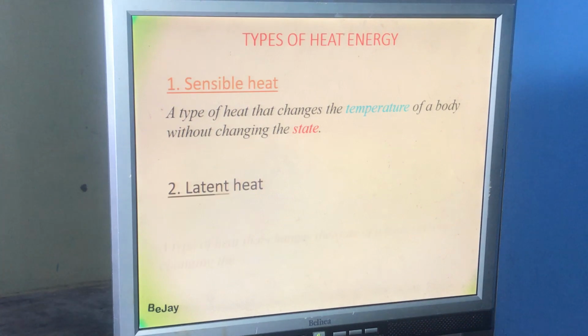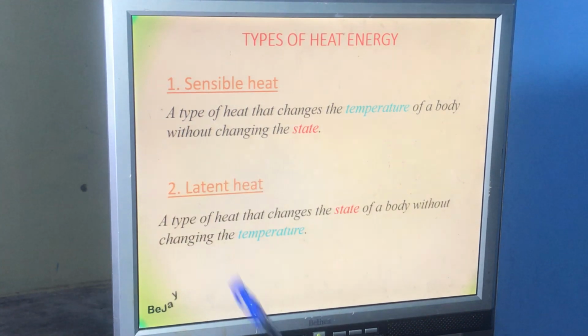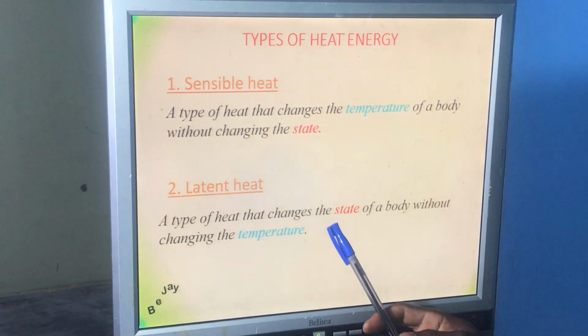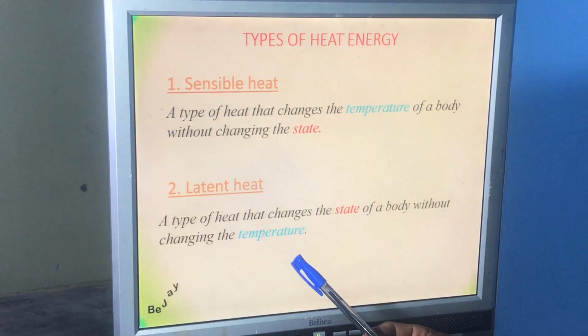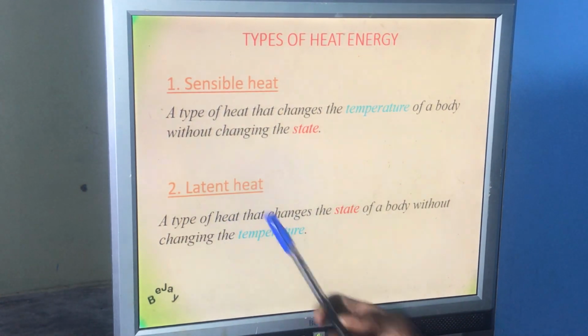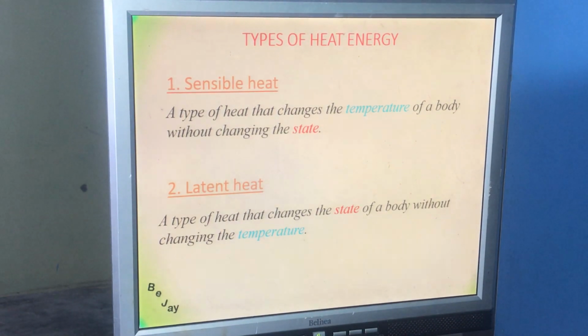Good. Then we look at latent heat. We say it is a type of heat that changes the state of a body without changing the temperature. So let me take an example on this one. The change of state without changing the temperature.